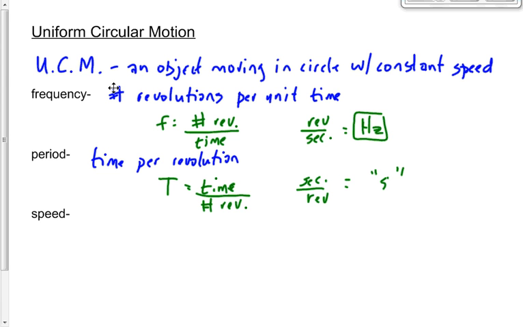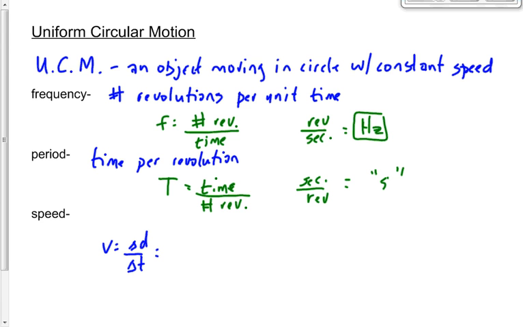Speed, we already know what speed means, right? Speed is how quickly something's traveling. We talk about the speed of an object in uniform circular motion. We're talking about how fast something's moving at a constant speed around that circle. We know the equation for speed. V is equal to d over t.